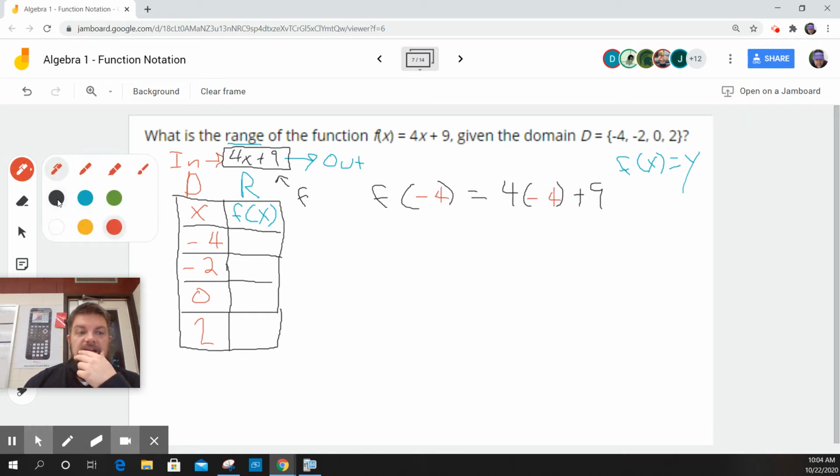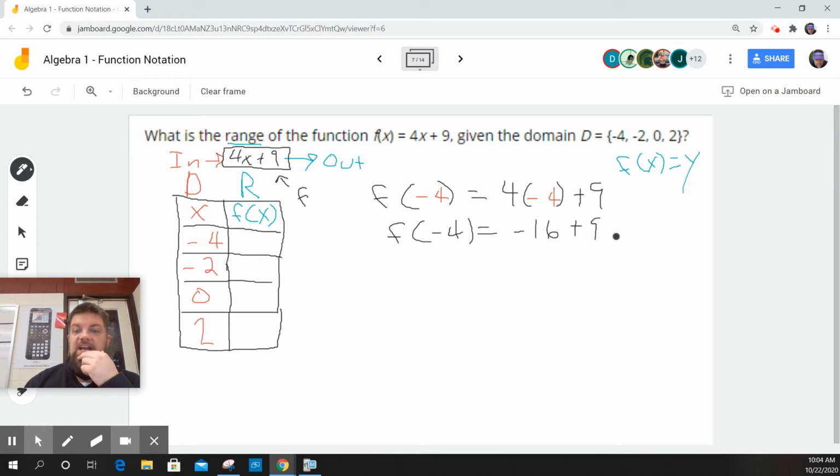So now when I do that, what I end up with is 4 times -4 is -16 plus 9, right? So f of -4 is equal to -16 plus 9. Well, that's just -7. So when I plug all that in, I get -7. In other words, -4, comma, -7 is a point on the graph, right? So this could be represented as -4, comma, -7.